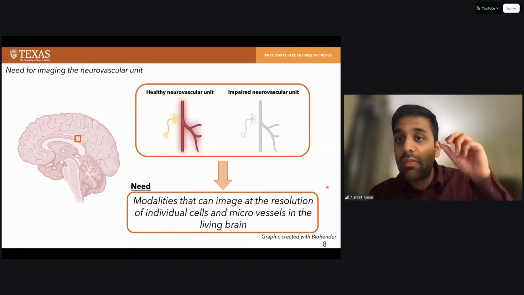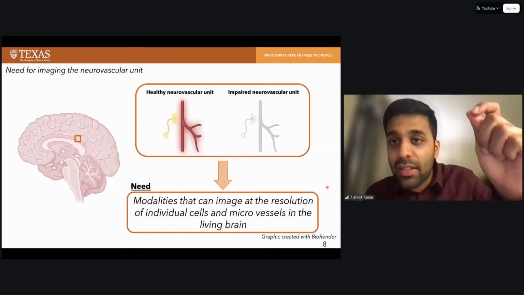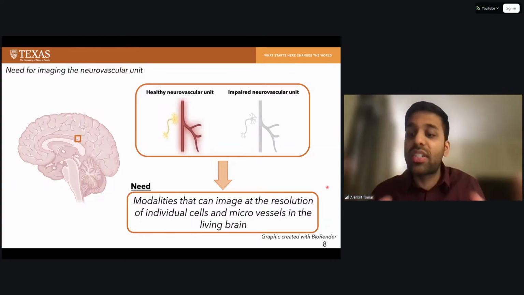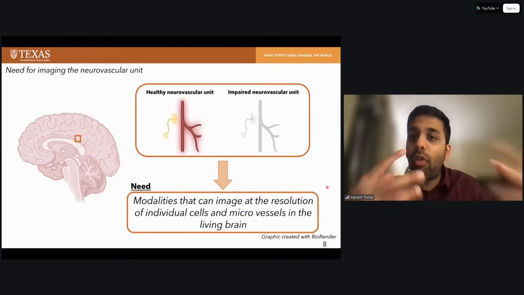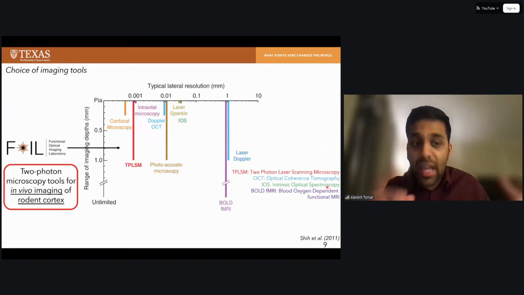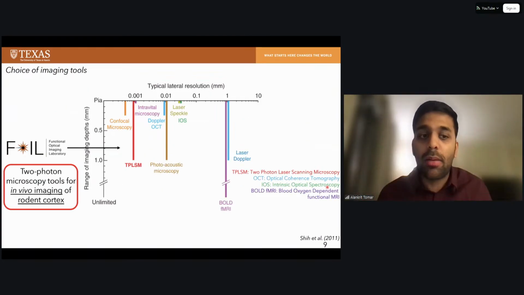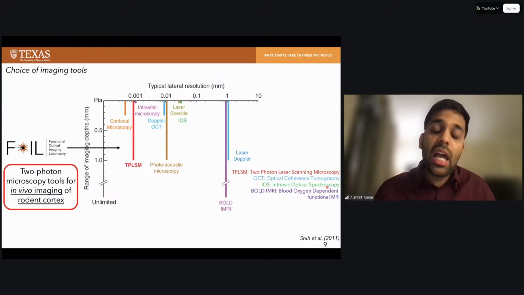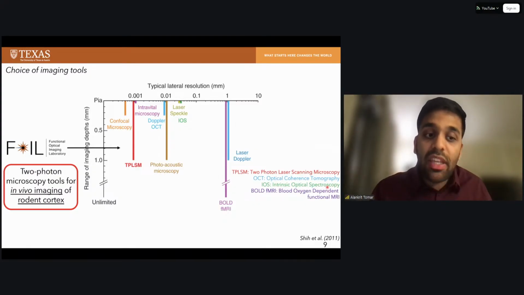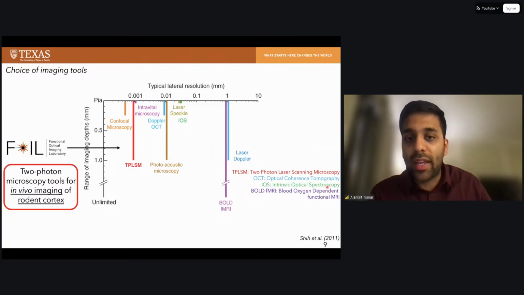So the goal is that we want to image the blood vessels and the neurons at the micro scale to get an idea of what happens to the brain and these cells and blood vessels when a stroke occurs. And this is where my PhD project comes into the picture, wherein I used a microscopy technique called two-photon microscopy for in vivo imaging of the rodent cortex.